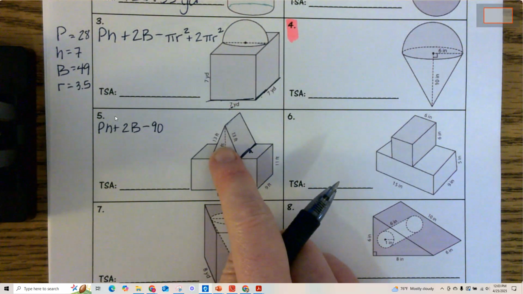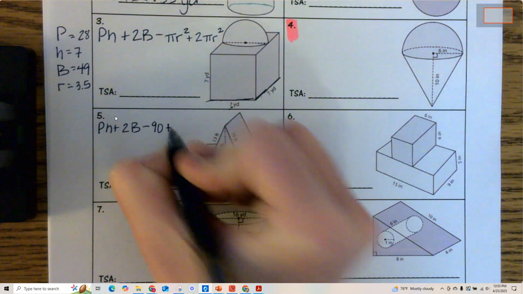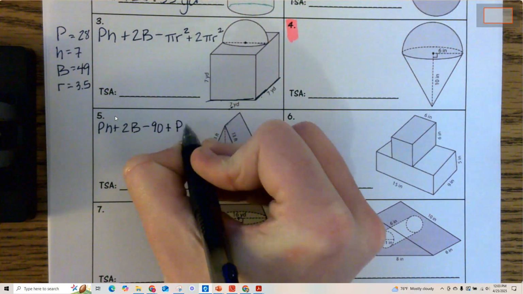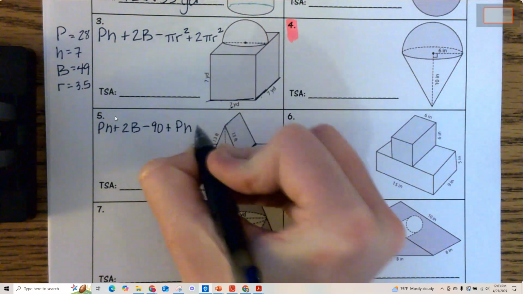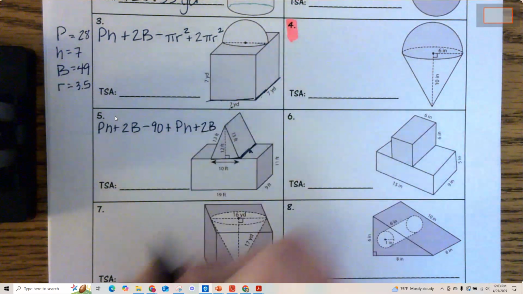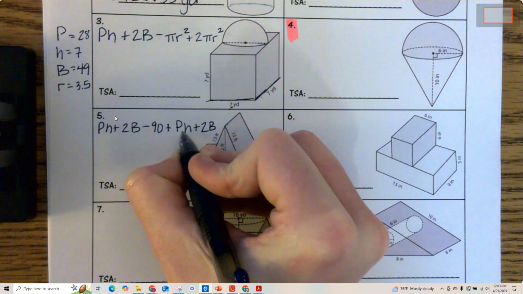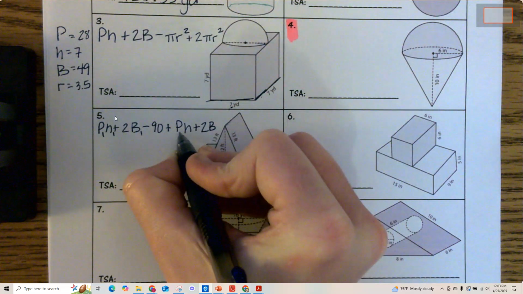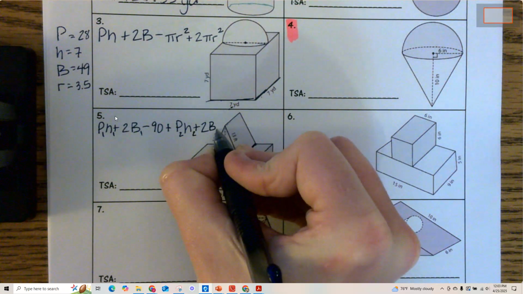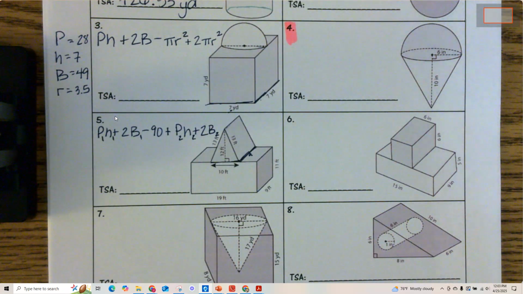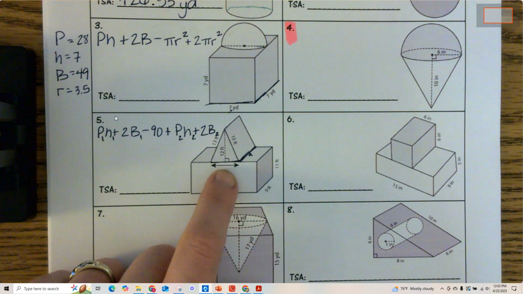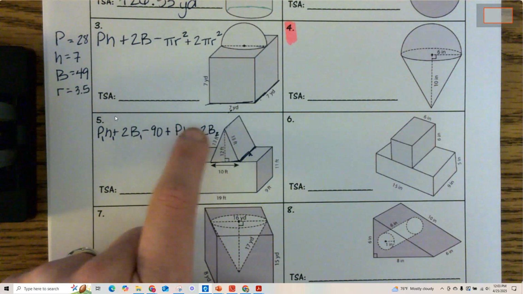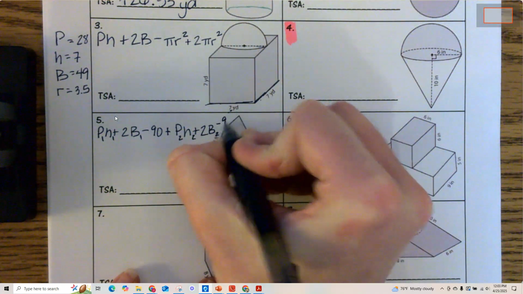All right, then we've got to do the surface area of this prism. So plus. It's going to be pH plus 2 big B again, but we're going to change this a little bit so we can keep things straight. We're going to say perimeter 1, height 1, base 1. Perimeter 2, height 2, base 2, because we've got 2 prisms. And then we're still not going to wrap that bottom side, because that bottom side is included in this piece, so we're going to have to subtract 90 again.